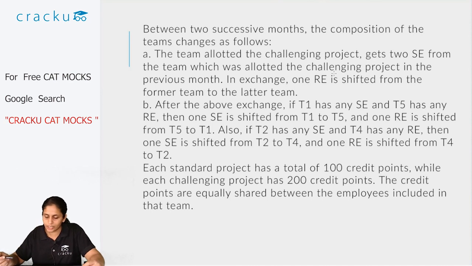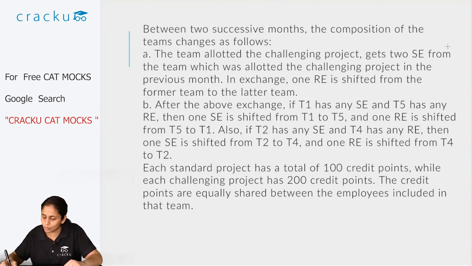After the above exchange, if T1 has any SE and T5 has any RE, then one SE is shifted from T1 to T5 and one RE is shifted from T5 to T1. Also, if T2 has any SE and T4 has any RE, then one SE is shifted from T2 to T4 and one RE is shifted from T4 to T2. Each standard project has a total of 100 credit points, while each challenging project has 200 credit points. The credit points are equally shared between employees included in the team. So this is what we know till now.